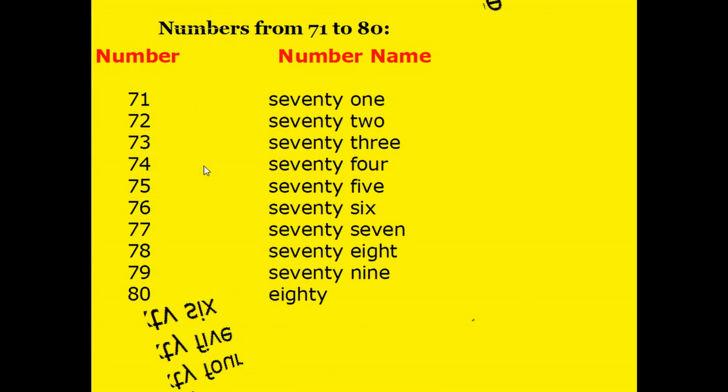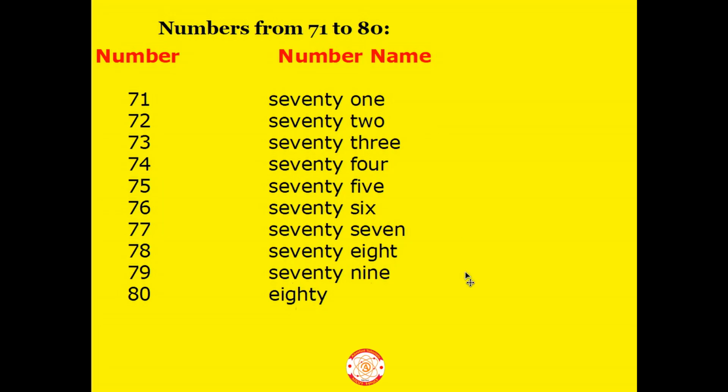Next, numbers from 71 to 80. 71, 72, 73, 74, 75, 76, 77, 78, 79, 80. Now, I hope you have seen and differentiated the numbers from 71 to 80, and again from 61 up to 70 with their corresponding names, words. So now let's continue.